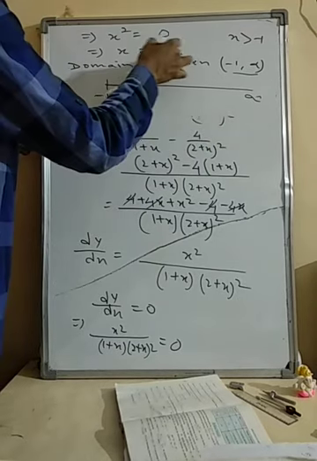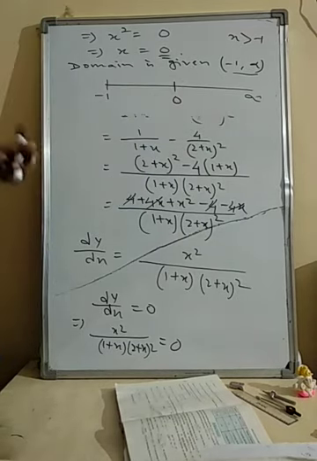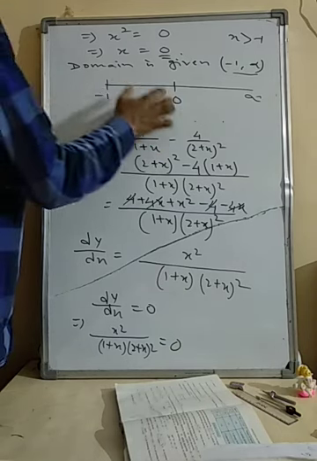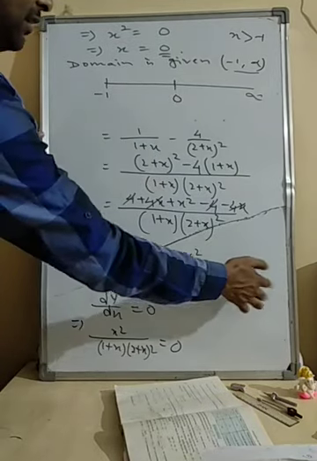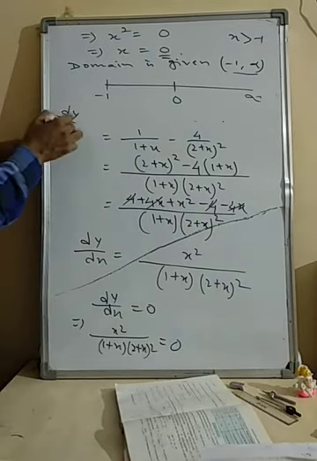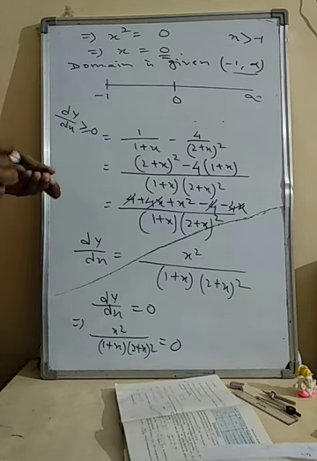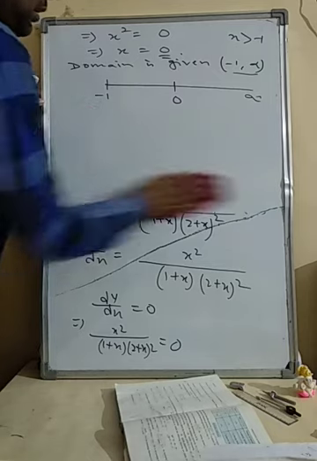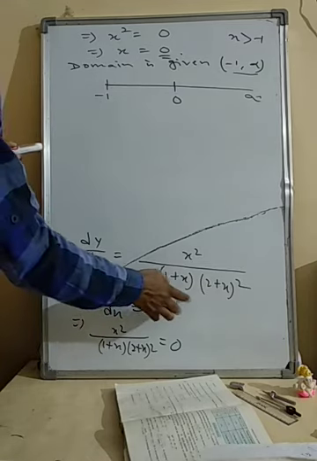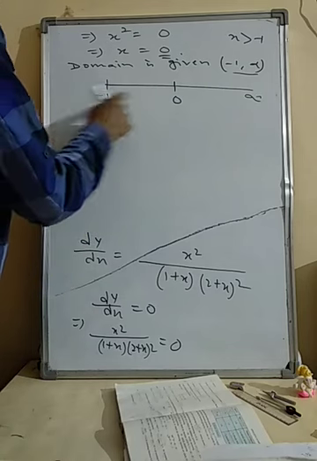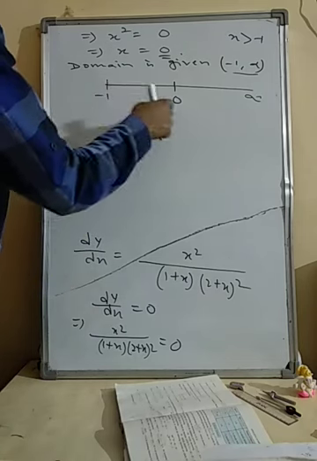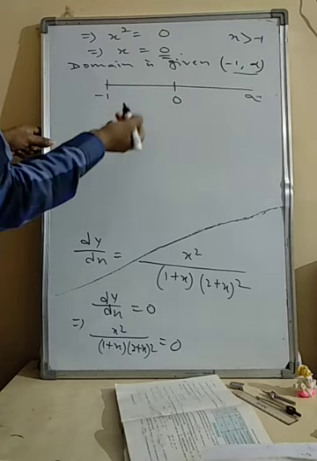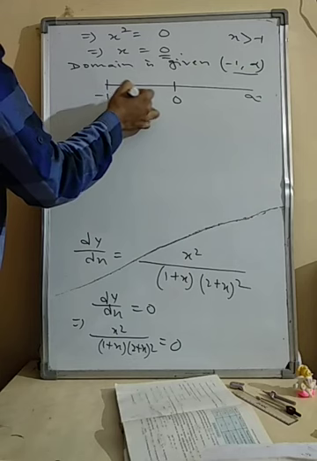Within this interval, I got x equal to 0. So I have to show in the whole interval, minus 1 to 0 and 0 to infinity, dy by dx is always greater than or equal to 0. That is called increasing. It is not given strictly increasing, that's why the equal sign will be there. Now in this interval, minus 1 to 0, if I put any value, suppose minus 0.5.